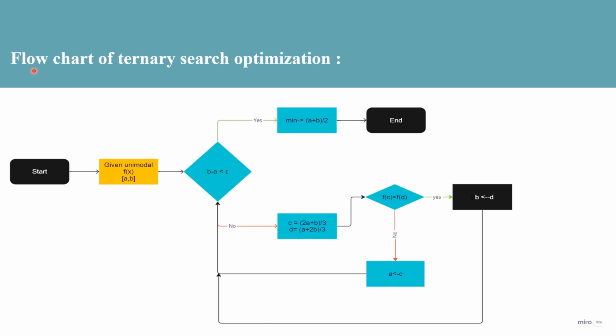If the size of the search interval is greater than epsilon, then we'll consider two internal points, c and d, in such a way that c equals (2a plus b) by 3 and d equals (a plus 2b) by 3. The reason why we are taking two internal points is to divide the search interval into three parts. The three parts will be from a to c, c to d, and d to b.